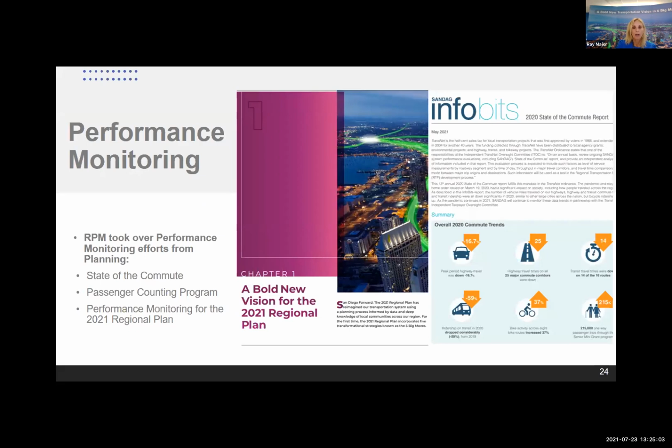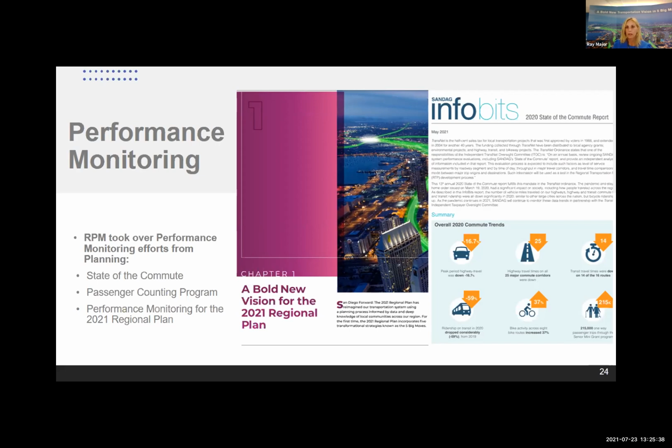Performance monitoring is very important, and that relates to, we took this over from the planning department. One of the reports that went to ITAC, and Kimley Horn is a consultant that's worked on something called the TPM. We want to really try to standardize how we're doing our measurements, make sure it's streamlined, that we're not recreating circles, that we are leveraging our resources. So my team now has worked on the state of the commute for several years, the passenger counting program, and also performance monitoring for the regional plan. And we're looking at how can we streamline that.